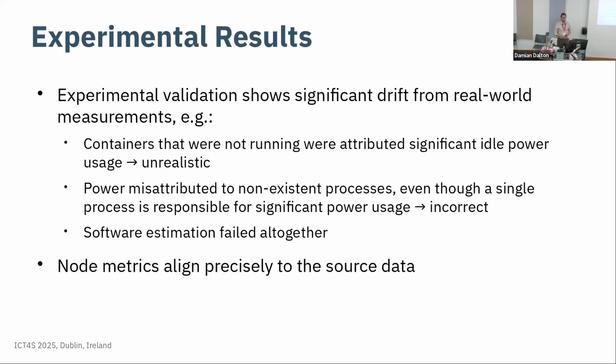And we had some instances where the software estimation, which Kepler uses when no other sources are available, failed altogether, where it reported single-digit watts being used, even though we had a big kilowatt server that our experiments were running on. However, the node metrics were quite good. In our best cases, they align precisely to the source data, even if the source data might not be fully accurate. That's not Kepler's fault, but I'll talk about that a bit at the end.